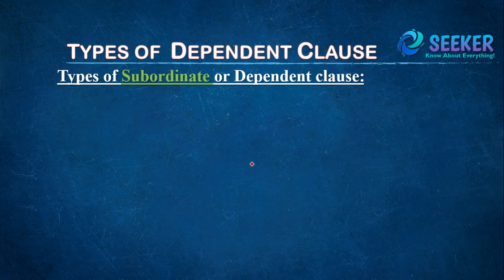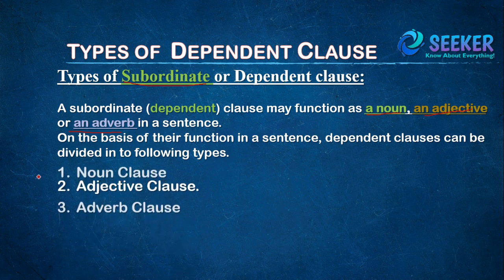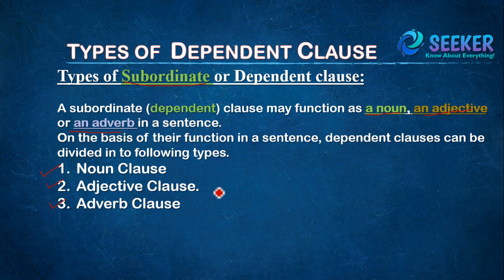Now, types of dependent clause. A dependent clause is also known as subordinate clause. A subordinate or dependent clause may function as a noun, an adjective, or adverb in a sentence. On the basis of their function in a sentence, dependent clauses can be divided into these three types. So now let's explain them one by one.